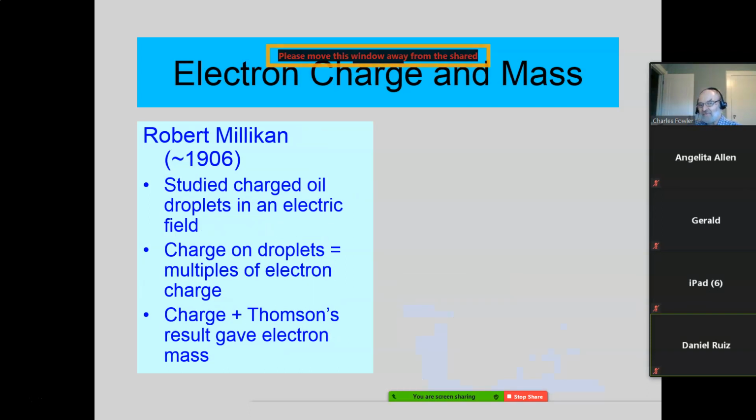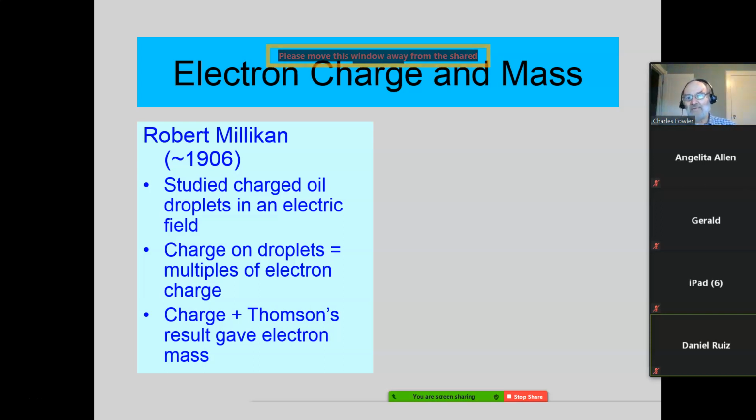Within probably 10 to 15 years, here was another character. And by the way, every one of these people is a legitimate paper topic. What they did, their experiments, what they discovered, how they discovered it, those would be legitimate paper topics, or any other thing that you're interested in. So here came Robert Millikan, right around 1906 or so.